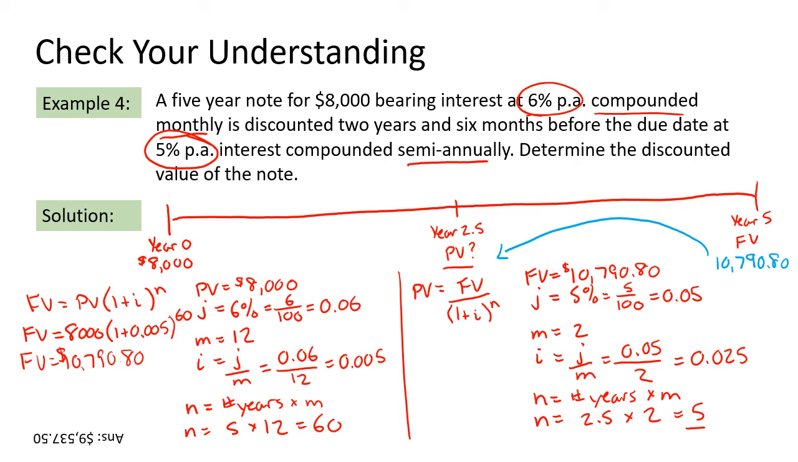Substituting all of these values in, now that we have I, N, and our future value, our present value is equal to $10,790.80 divided by 1 plus 0.025, our periodic interest rate, and that's raised to our total number of compounding periods for the exponent, which is 5. And if you calculate that out, you'll get an answer of $9,537.50. Okay, so that's the value that they have to pay back if they're paying it 2 years and 6 months or 2.5 years early.